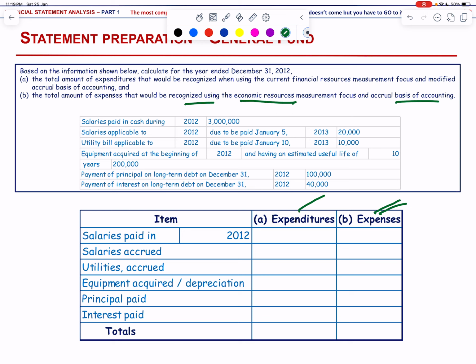We have salaries paid during the year in cash of 3 million. Now, this is an expenditure under the modified accrual basis. This is going to be recognized when liabilities are incurred and are usually paid in the current period. Since the salaries were paid in 2012, the amount is recognized as an expenditure, and that is 3 million.